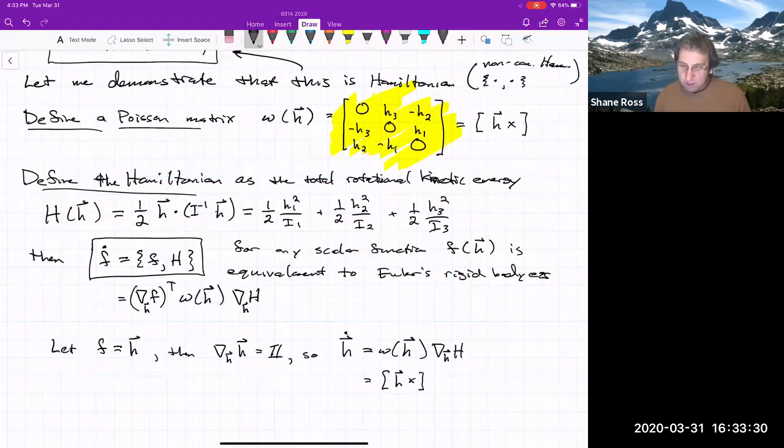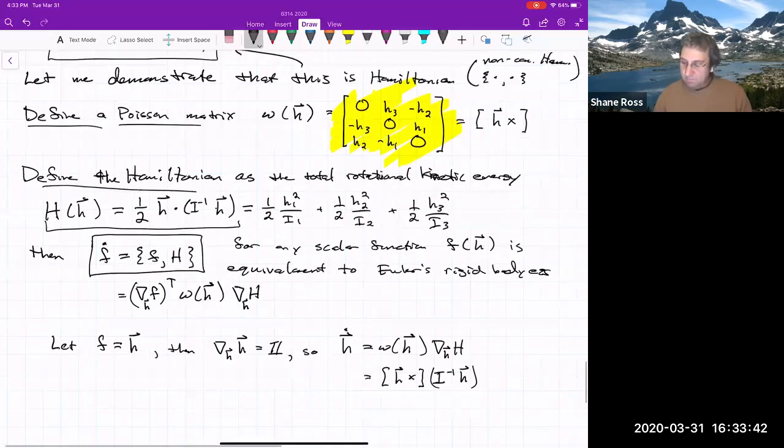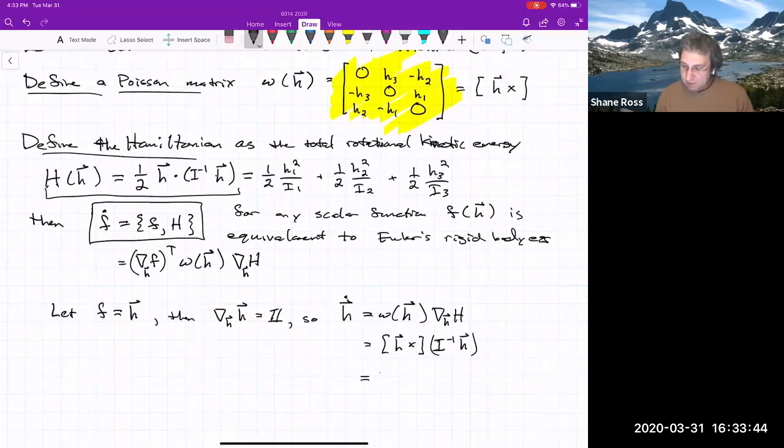And then what is the gradient of the Hamiltonian with respect to h? It's easier to just see it from this part. It's going to be I inverse h, and this is just h cross product I inverse h. So that is the same as what we have up above. Same.